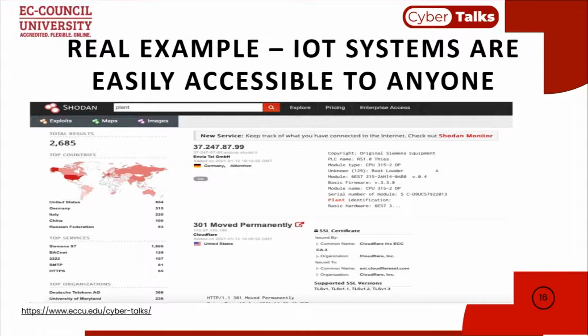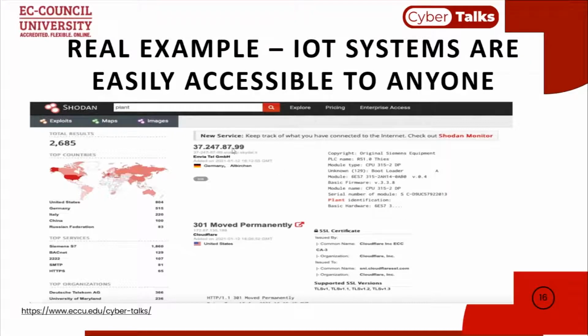If you just go to Shodan.io, just do a Google search, and you'll be surprised the moment you get into Shodan. This is a real snapshot that I've taken from my search. If you just search for "plant" there, you will see so many IP addresses of plants. When I say plants, these are the IoT or connected devices located inside some manufacturing facilities. You'll be surprised that the IP addresses are openly available.